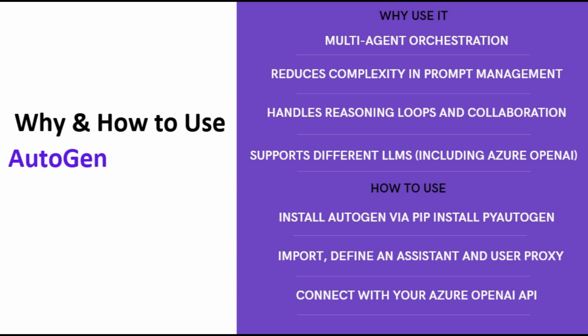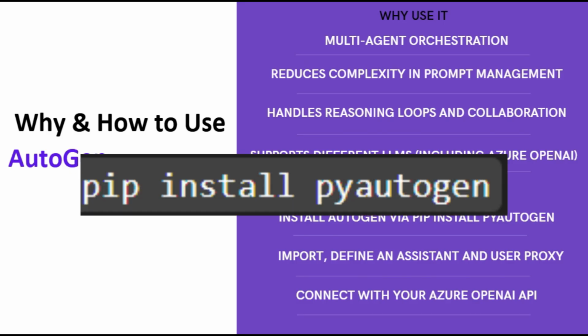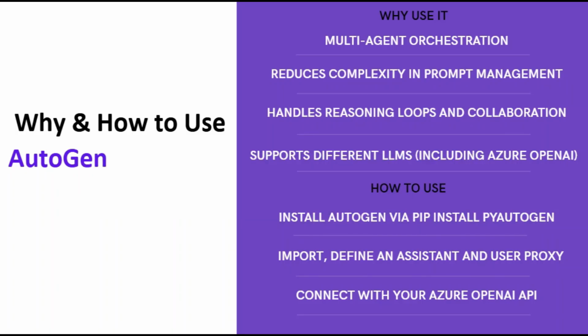And the best part, using AutoGen is super simple. You can install it directly using Python by just using this command, and that's it. With a single command, you are ready to start building AI agents and exploring the world of agentic AI.